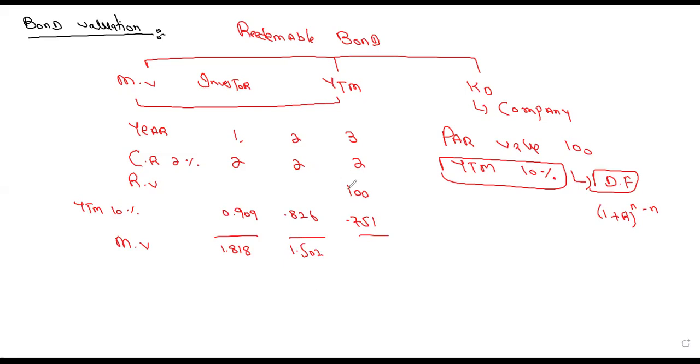No, guys. In the last, there are the two figures: interest plus redemption value. So 102 multiplied by 0.751. What is the answer? Please perform the calculations. Hurry up. 76.602.